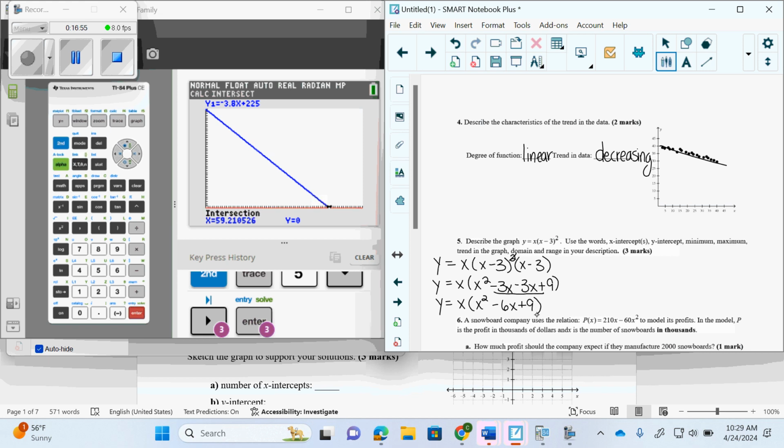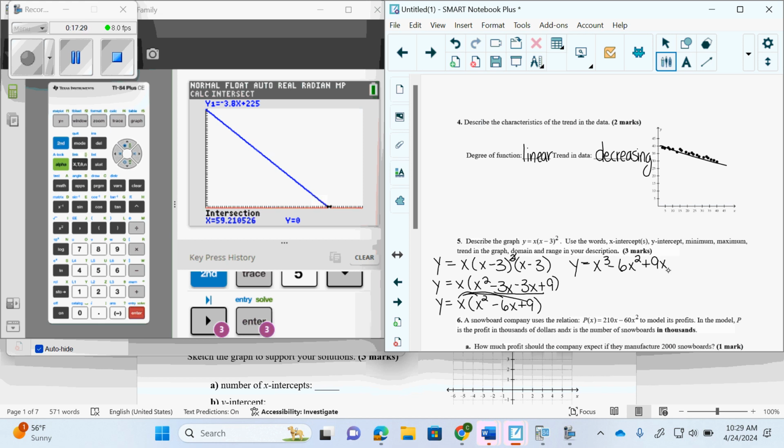Now is it in the form I need? What did I tell you? In order to use the constant as the y-intercept, it needs to be in what? Y equals and no what? No brackets. So am I in the form I need right now? No, I still need to keep distributing. So, we'll put the x through. Y equals x cubed minus 6x squared plus 9x.